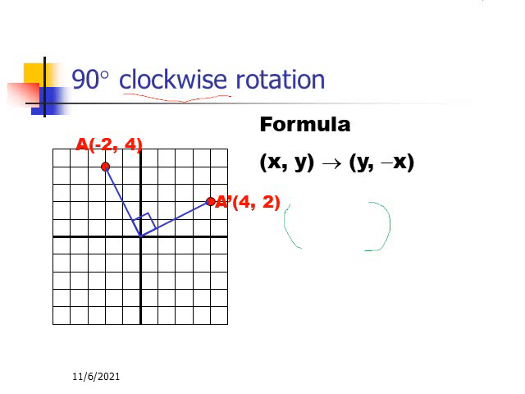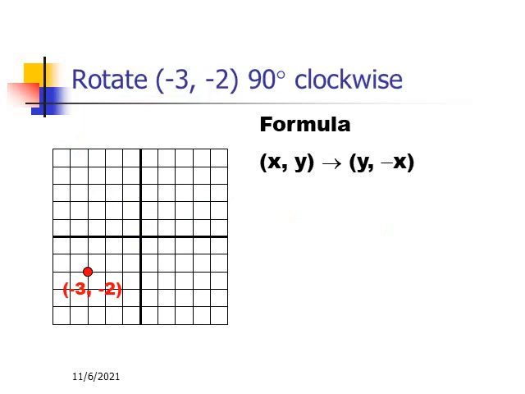Okay, what about the next one? Here, in my point A, I will change places to become what? I will write that for you. Example: rotate (-3, -2) 90 degrees clockwise. Remember, if you want 90 clockwise, I change places and change the sign of the second. Don't forget our song. So I change places to become (-2, -3), and I change the sign of the second. It becomes (-2, 3).